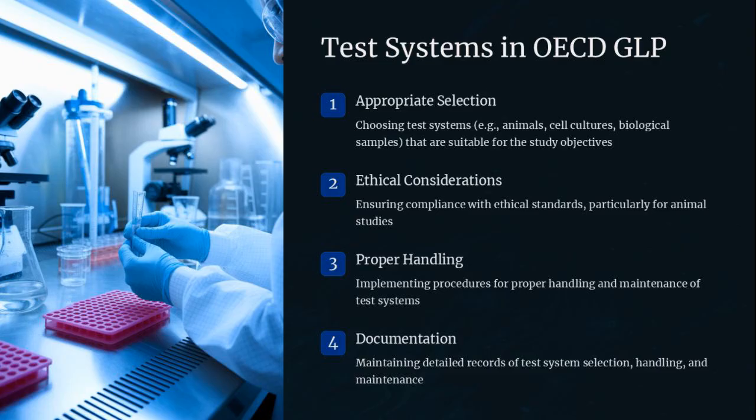Test systems in OECD GLP involve appropriate selection, ethical considerations, proper handling, and documentation. Choosing test systems suitable for the study objectives is crucial. Ensuring compliance with ethical standards, particularly for animal studies, is necessary. Implementing procedures for proper handling and maintenance of test systems is essential. Maintaining detailed records of test system selection, handling, and maintenance is required.